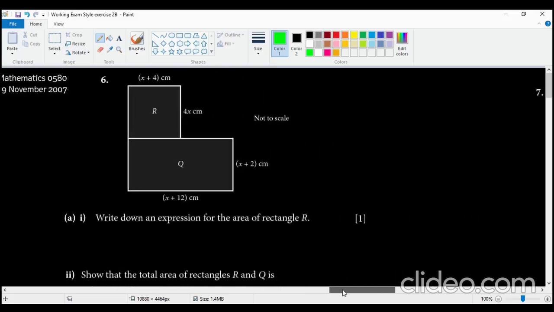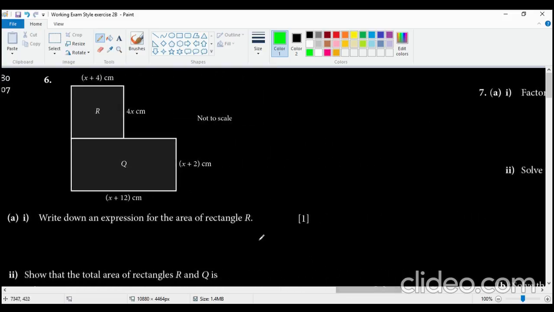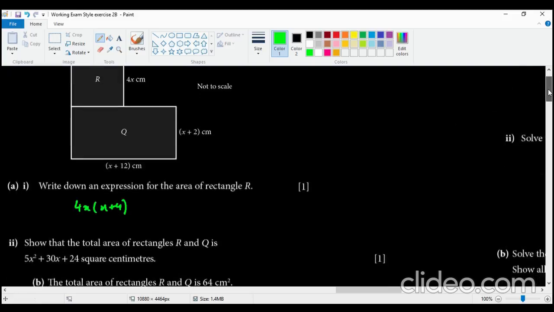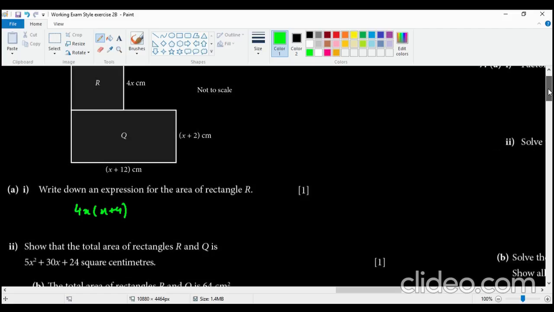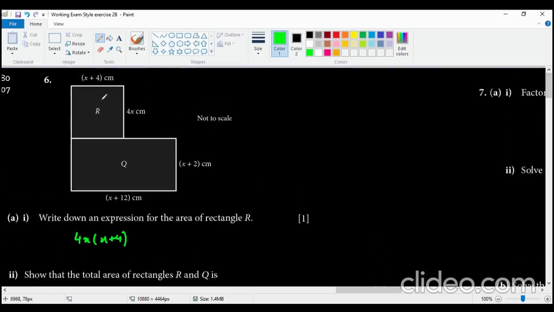When it comes to question number 6, the first question asked is to write down an expression for the area of rectangle R. So 4x is multiplied by x plus 4, and this gives an expression for the area of rectangle R. Now in part 2, it says show that the total area of rectangle R and Q is 5x square plus 30x plus 24. We need to prove that when the area of R is added to the area of Q, it is equal to this expression. Let's see how we do this.